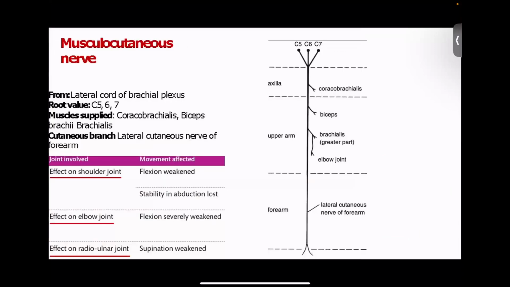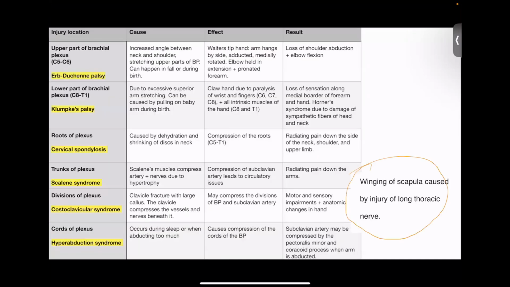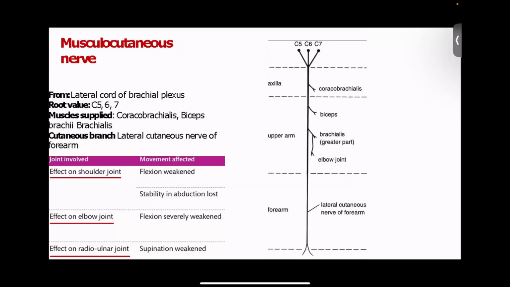So let's move forward. So now the musculocutaneous nerve. We have already established that it's formed by C5, C6, C7, and also the lateral cord of brachial plexus. Now, it's going to supply your coracobrachialis and biceps brachii. Okay, and it also gives you the lateral cutaneous nerve of forearm.